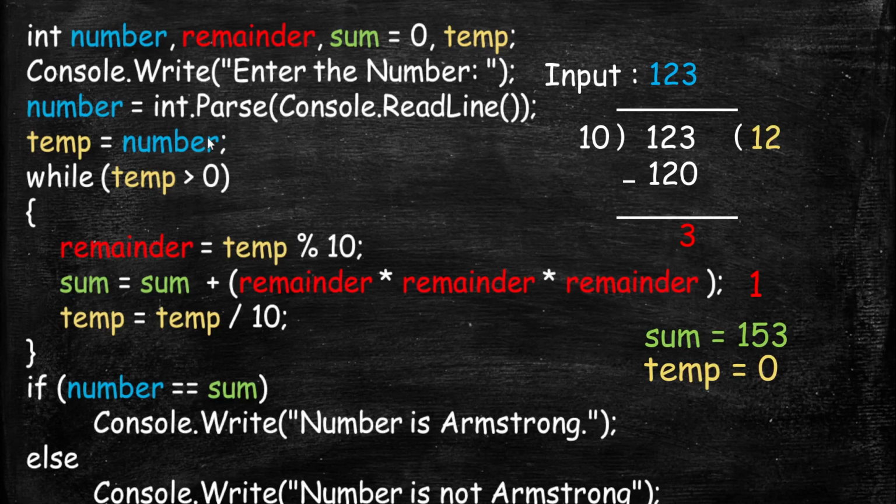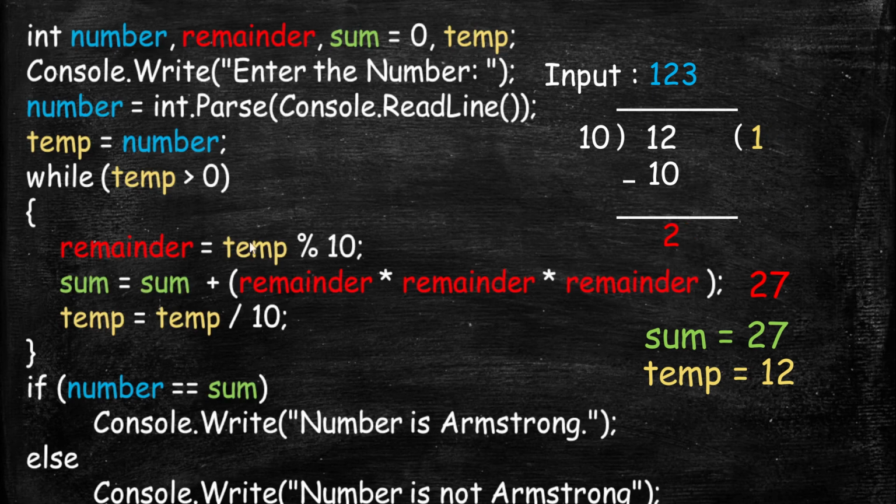So in case our number was 123, this line of code would have taken 3. So we will get 3 multiplied by 3 multiplied by 3, which gives us 27 as a sum. Then this loop will run again, and this time it will take 2. So 2 multiplied by 2 gives us 4, 4 multiplied by 2 gives us 8. So 27 plus 8 gives us 35.